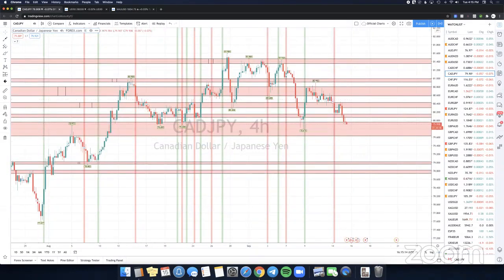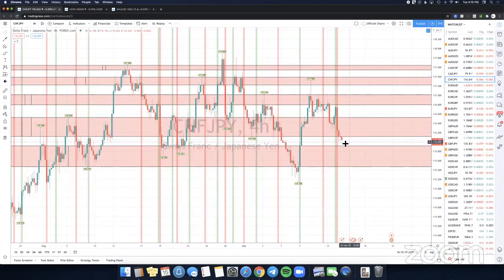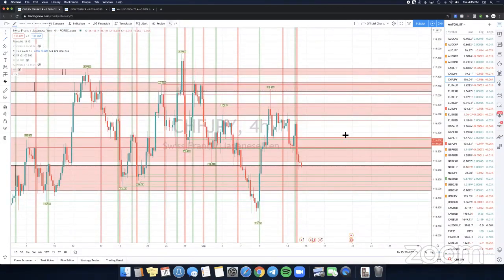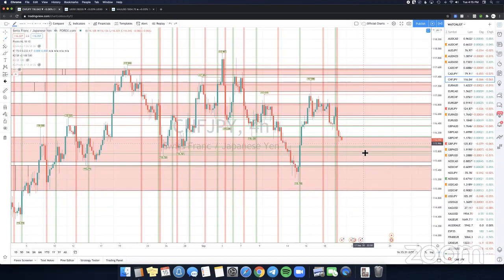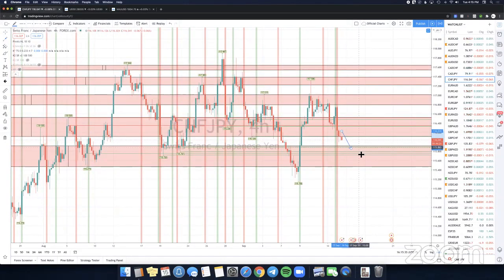So let's see what else we got. CHF JPY. Yeah, this is too close to the next zone as well. Let me see if there's anything else around here. Yeah, same situation. So price is probably going to come down to this zone right here, and then it's probably going to shoot up. Or it might break through it and come straight down. It depends on how strong the JPY is against these other pairs, since it's pretty strong across the board. So I'm going to hold off on that.